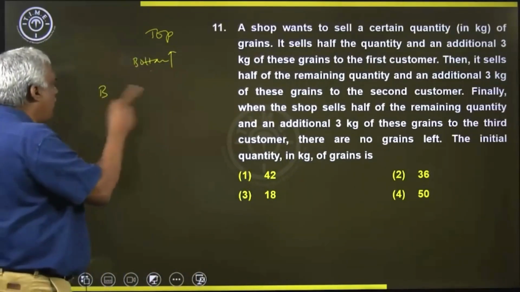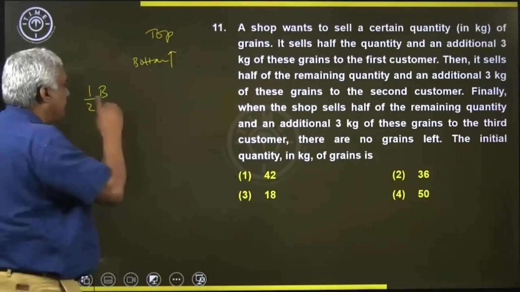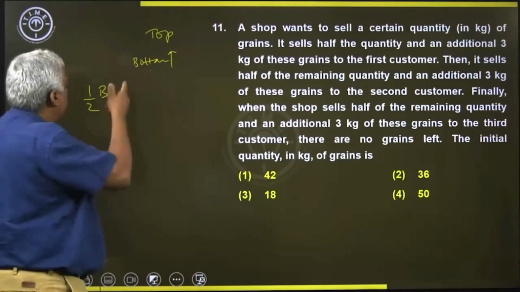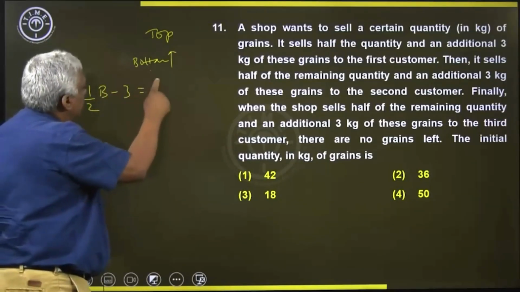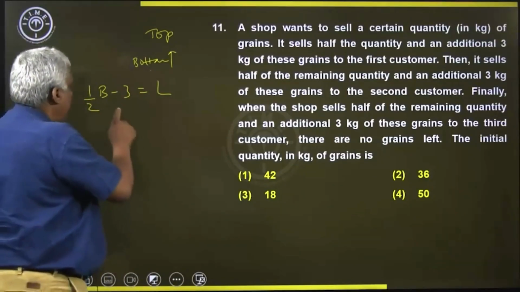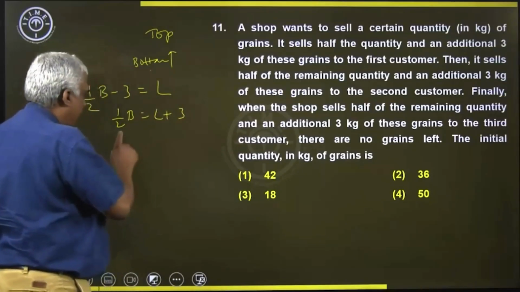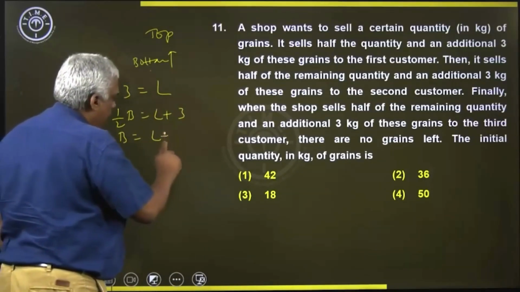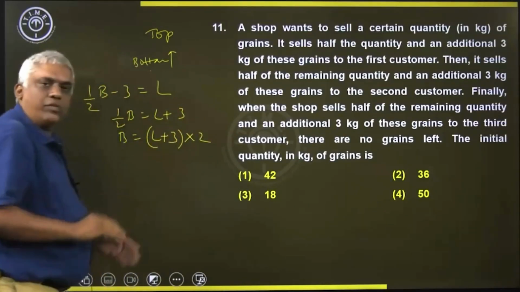Now, if she sells half of this, she is left with half of the grains. But she is selling 3 kg extra. So she is left with half of the beginning quantity minus 3. This is the quantity left that I'm calling L. So you see half of B will be L plus 3, right? Or you can say B is L plus 3 into 2. Okay, so we can go like this.